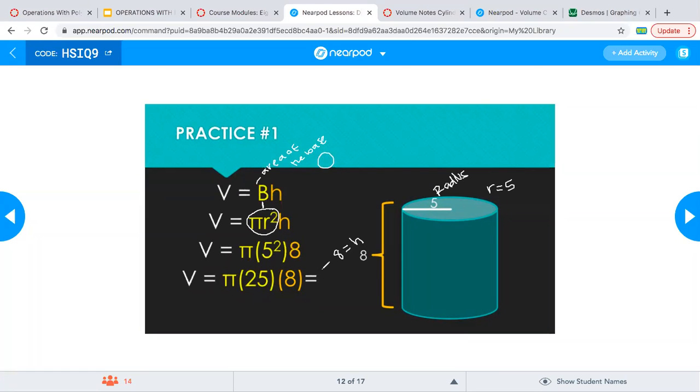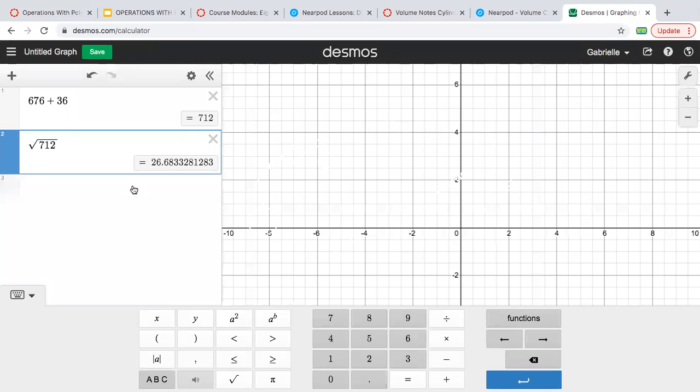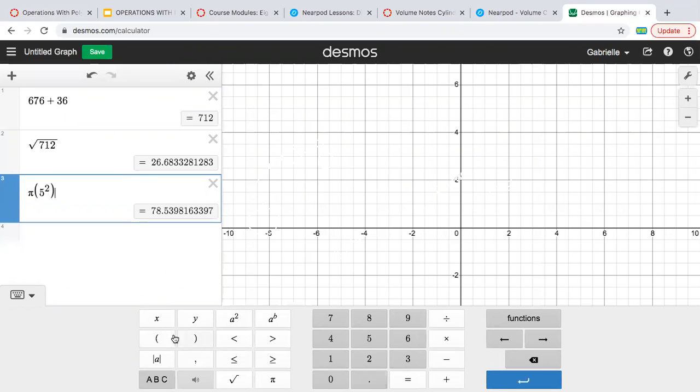And then, honestly, I'm using Desmos at this point. I ain't doing stuff in my head. Desmos is my best friend. Pi times 5 squared times, what was it, 8? 8. And there's my answer, 628.3.